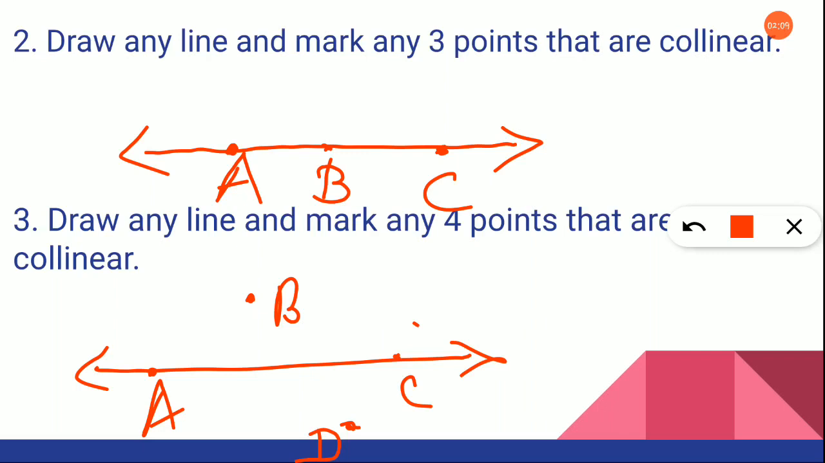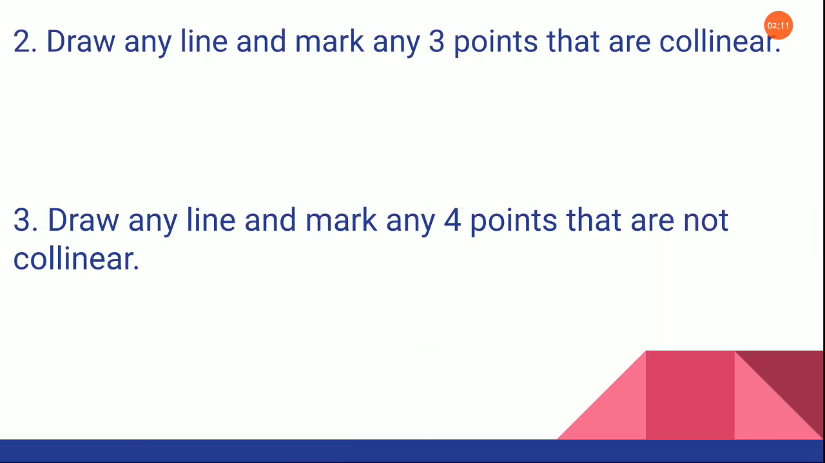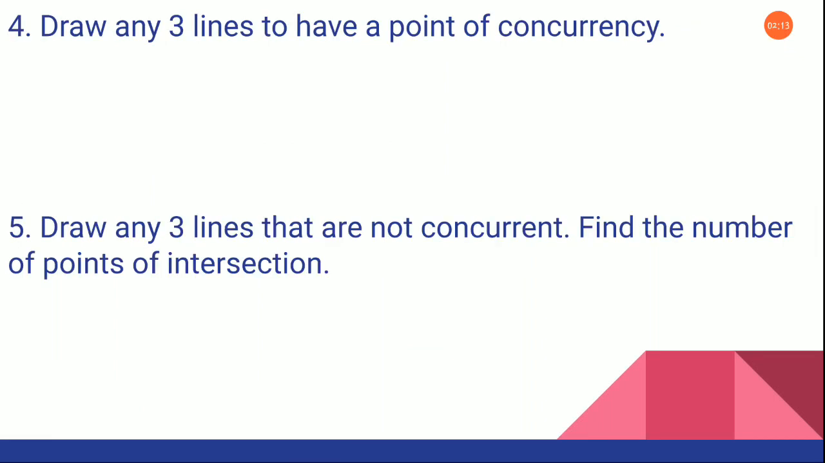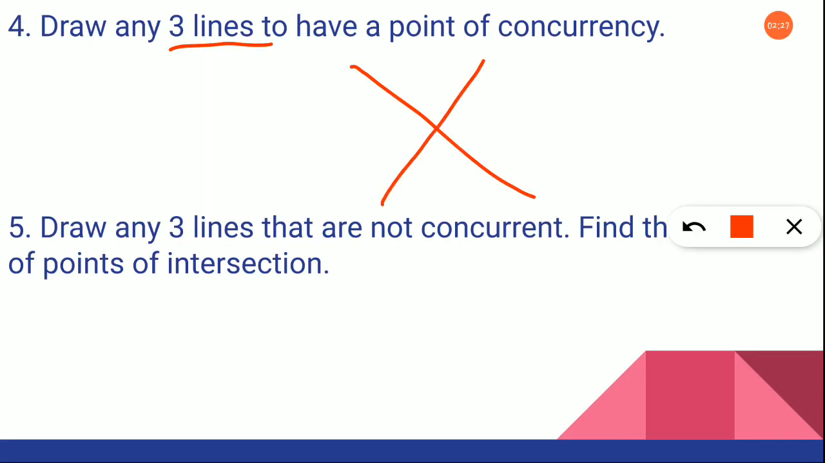Okay children, shall we move on to the next one? Now fourth question. Draw any 3 lines to have a point of concurrency. Concurrency means lines that have a single intersection point. Here they are asking you specifically to draw 3 lines. So 1, 2 and 3 lines. Okay, and this point center should be here.